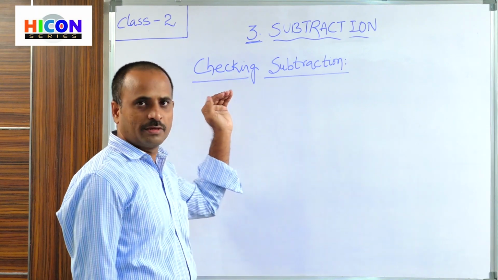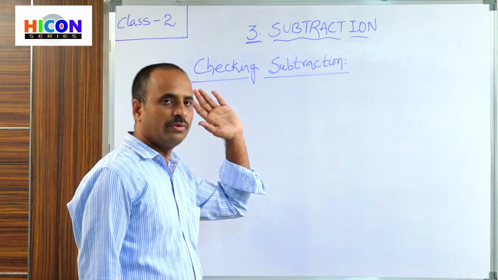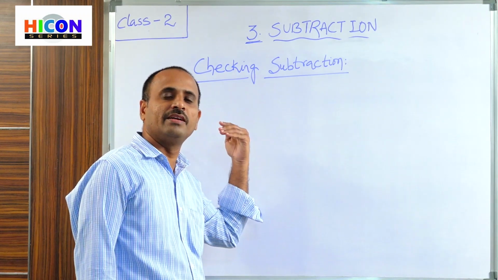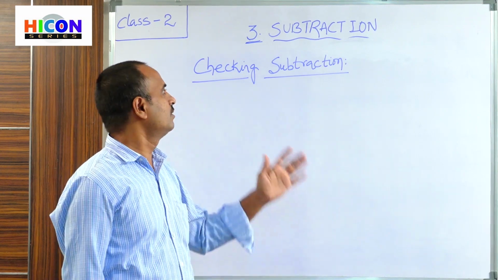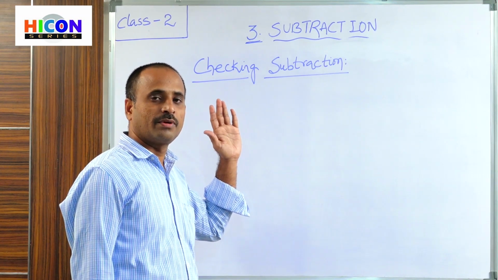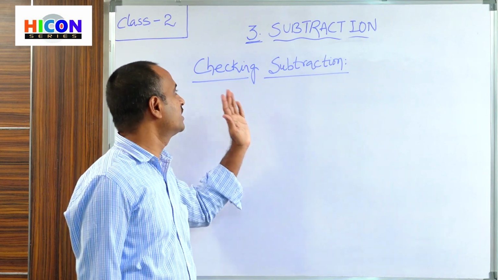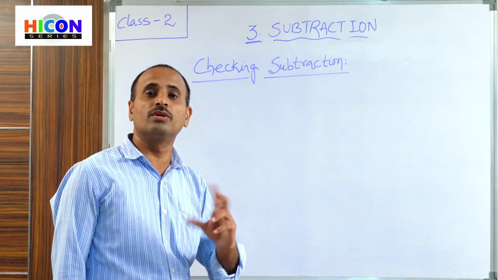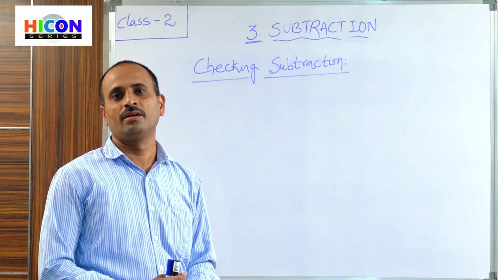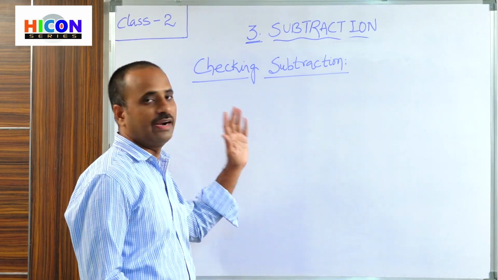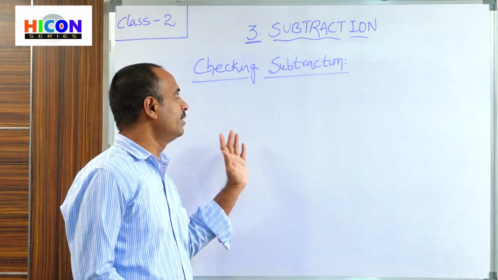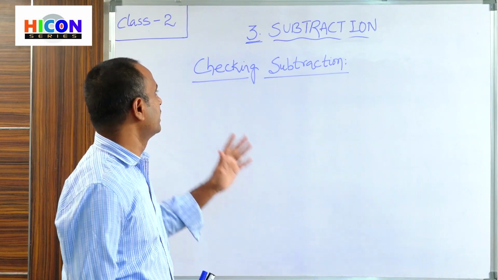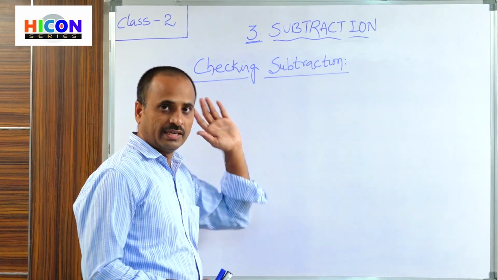While checking subtraction, we have to do addition. By doing addition, we can verify our answer whether it is correct or not. So, addition is the process which is used for checking subtraction. Subtraction and addition are opposite to each other. If we add, we can get subtraction, and by using subtraction, we can get addition. So, we can check subtraction by using addition.